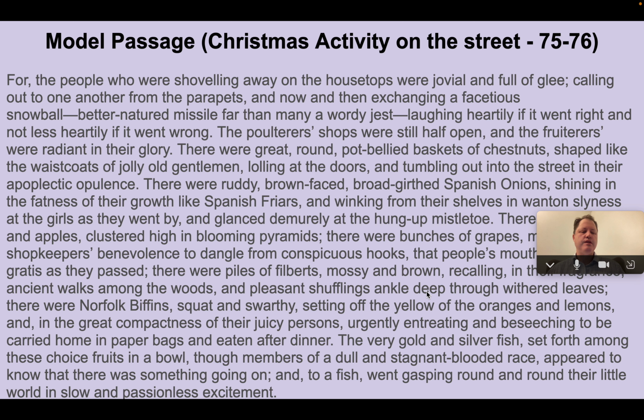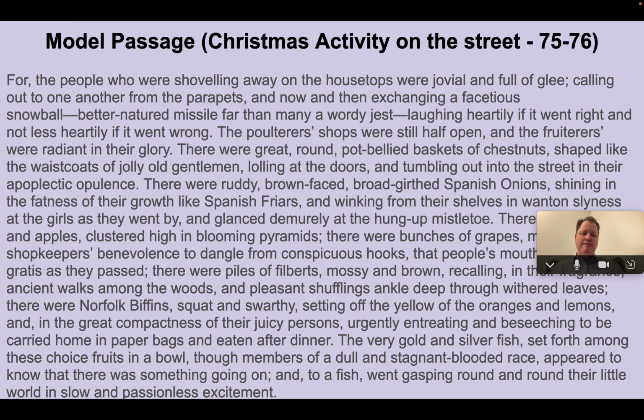The very gold and silver fish set forth among these choice fruits in a bowl, though members of a dull and stagnant blooded race, appeared to know that there was something going on, and to a fish went gasping round and round their little world in slow, impassionless excitement.